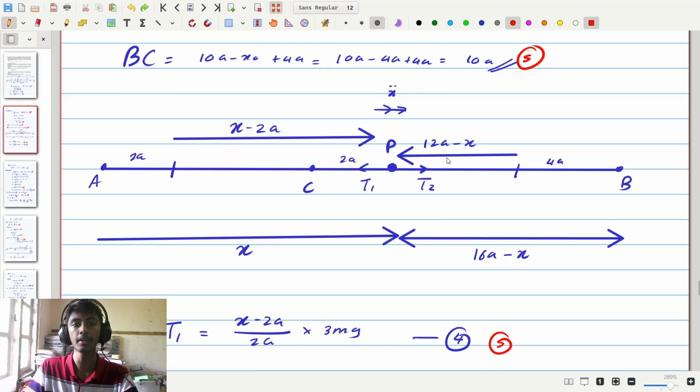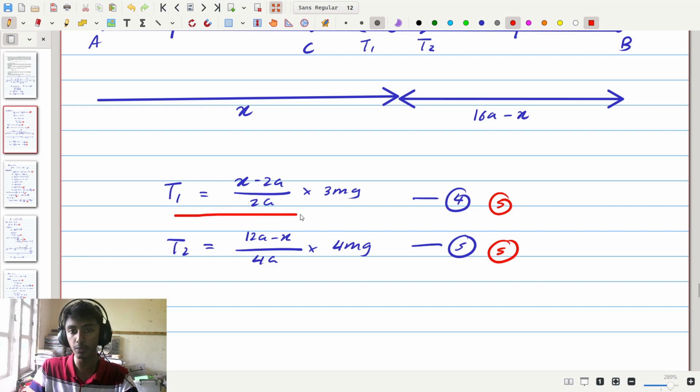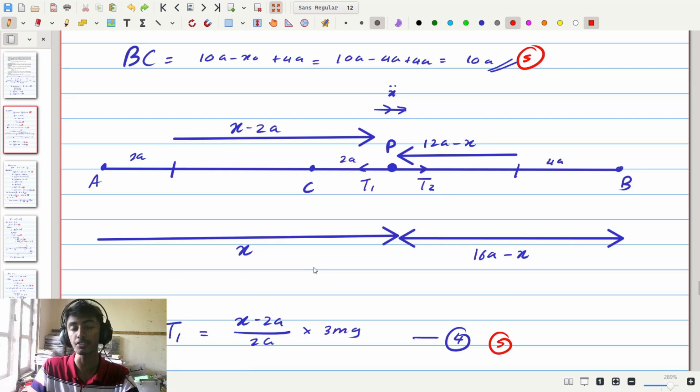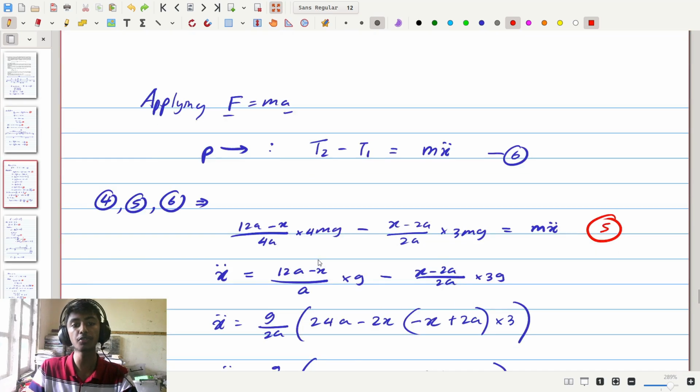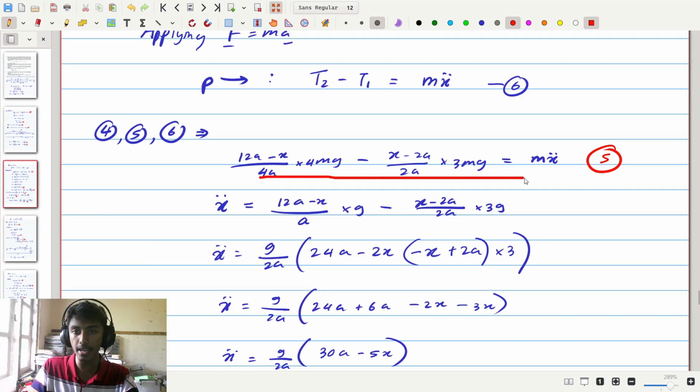Now after that, when you then consider displacement that we do and try to find the equation of the motion, when you get T1's equation you get 5 marks and T2's equation you get 5 marks in this dynamic situation. And after that, when you substitute them and get the correct F equals ma equation, you get 5 marks for that.